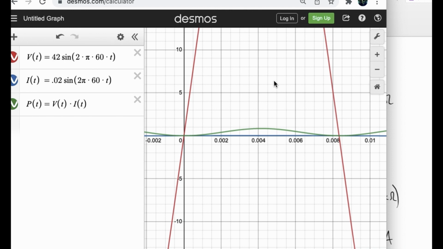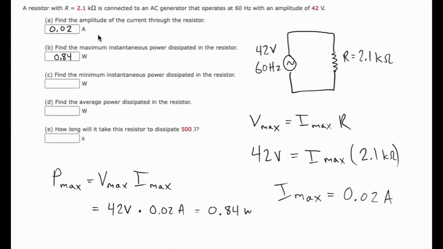So power in this situation will not go negative. It just goes from 0 up to a maximum value. We already said that the maximum value would be 0.84. But they're asking what the minimum value is, right? So the minimum value is the lowest value that it goes to. That's 0. So that's going to be the answer to this one. Minimum instantaneous power is just 0.